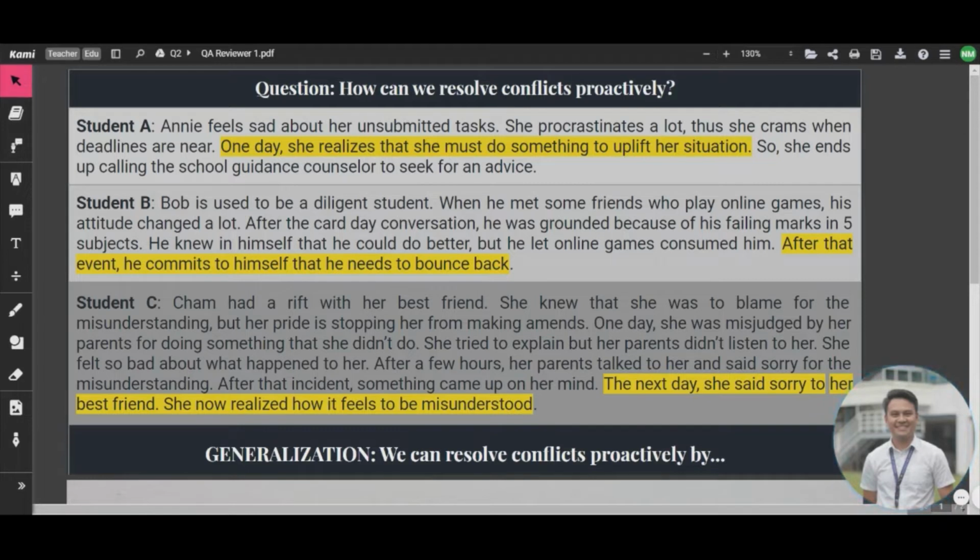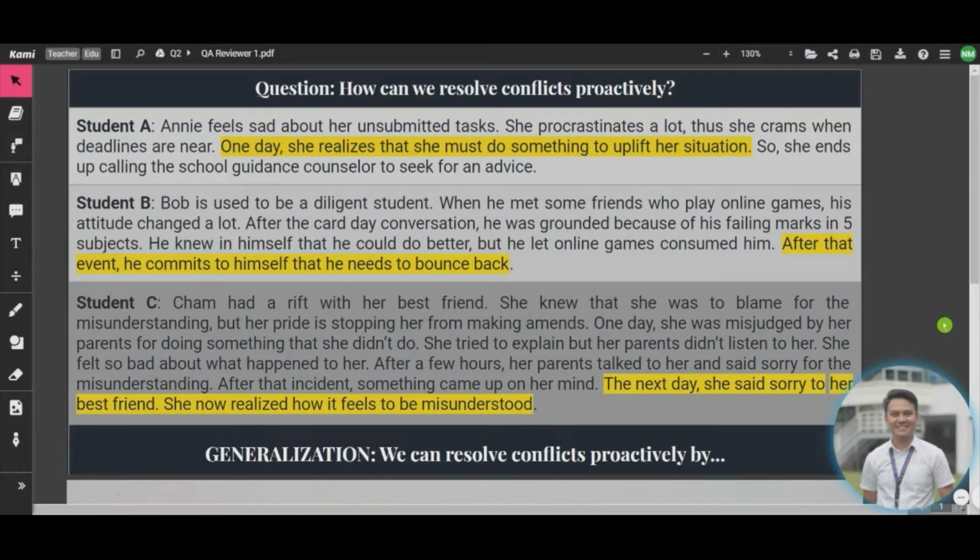After a few hours, her parents talked to her and said sorry for the misunderstanding. After that incident, something came up on her mind. The next day, she said sorry to her best friend. She now realized how it feels to be misunderstood.